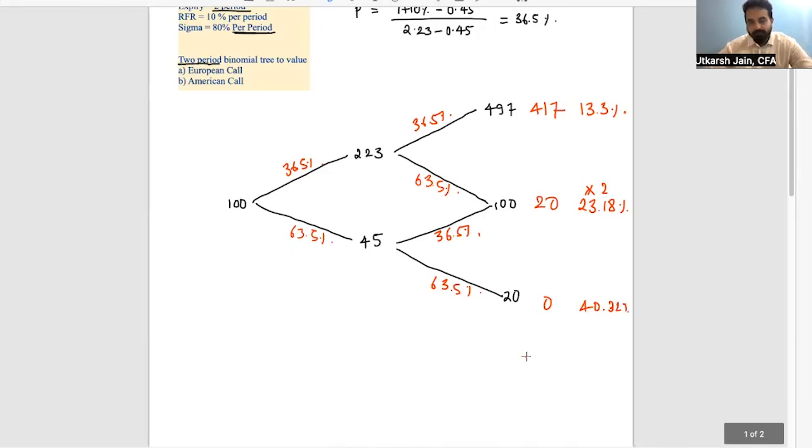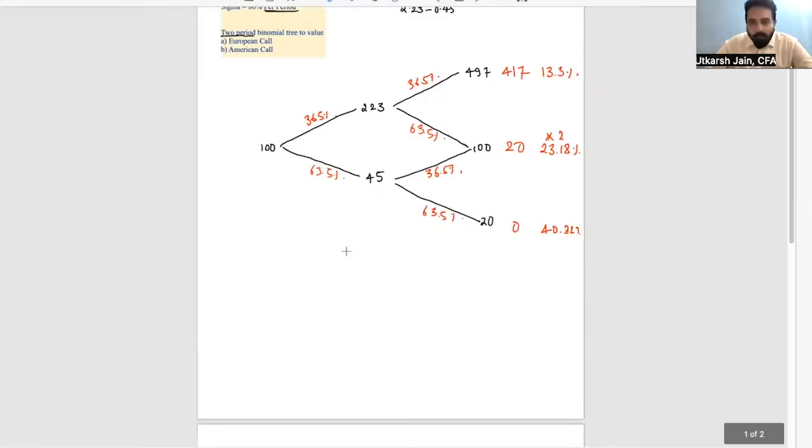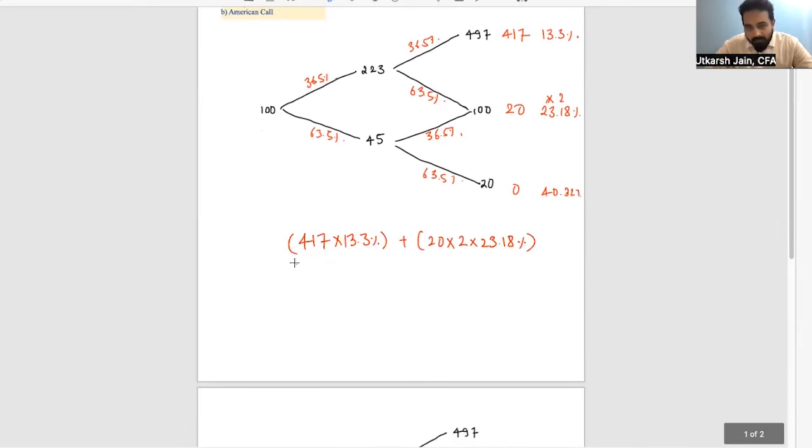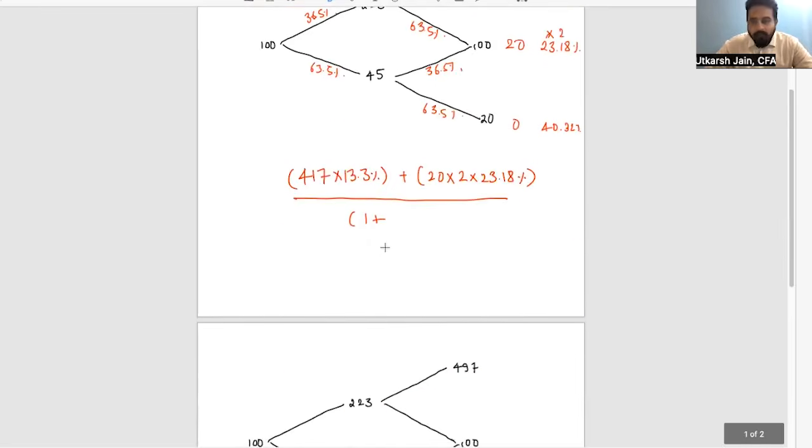Once you've got all the probabilities, you do a weighted average: 417 into 13.3 percent plus 20 into 2 into 23.18 percent. And this one is 0 in any case, divided by 1 plus 10% raised to 2.